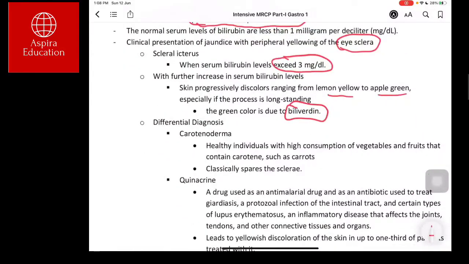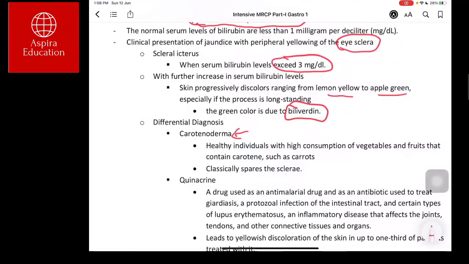When we look at a patient of jaundice, there are only a few differential diagnoses that can come to your mind if it is not jaundice. One of them is hypercarotenoderma, which is seen in healthy individuals who eat a lot of vegetables and fruits that contain carotene, like carrot. Technically, it should spare the sclera. It classically does not involve the sclera. So, you will see it on the palms and in the skin, but not on the sclera, not on the eyes.